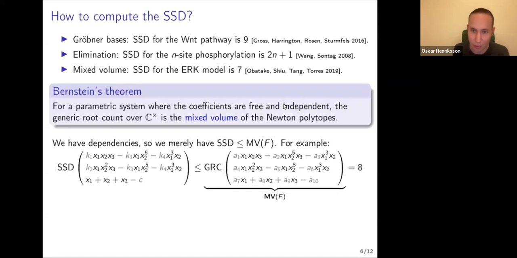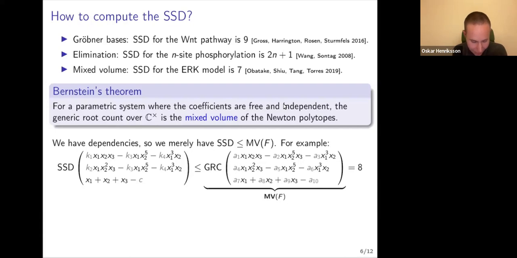If we go back to this small toy example I showed you in the beginning, we see that the mixed volume would correspond to the generic root count when we have completely free and independent coefficients. But since our coefficients are not free and independent, let's say K3 and K4, K3 is repeated here, K4 is repeated here, and here we have even fixed coefficients equal to 1. So this is in general just an upper bound, and we'll see later in the talk that the steady state degree is 2 in this case. So significantly smaller than the mixed volume.